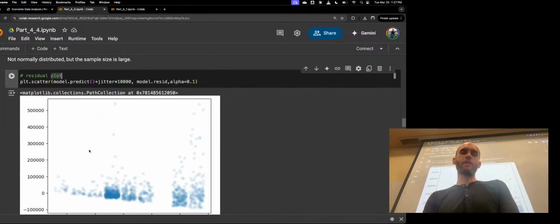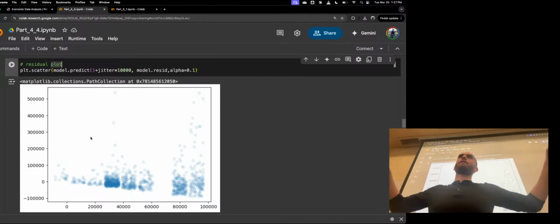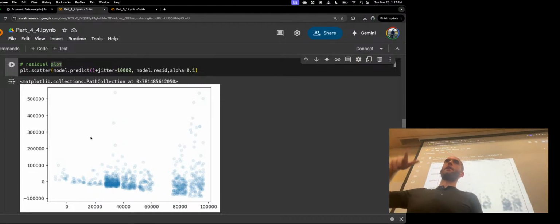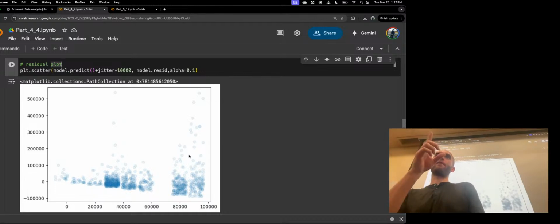Then we talked about the residual plot, which is on one axis we have the prediction of the model, and then on the other axis we have the actual residual itself. And we see increasing error as income goes up. And so this was a problem. Someone remind me what this problem is.